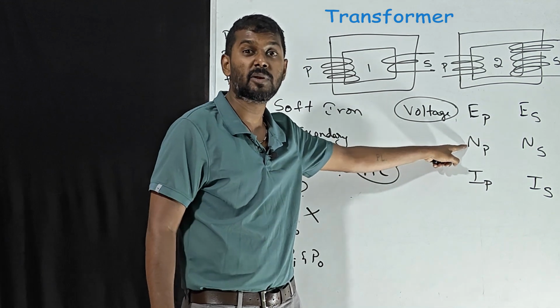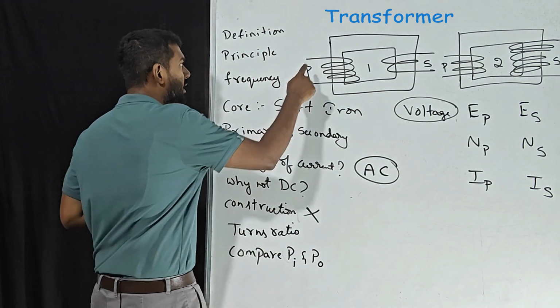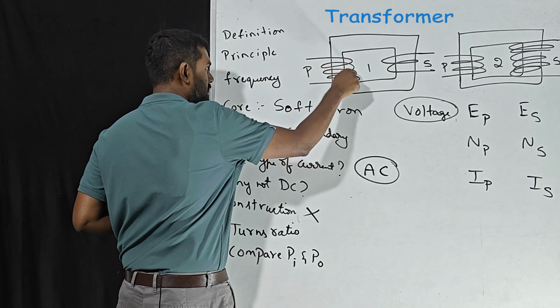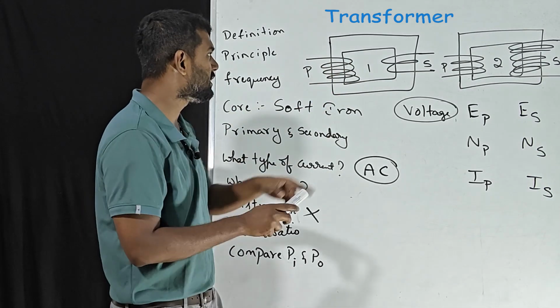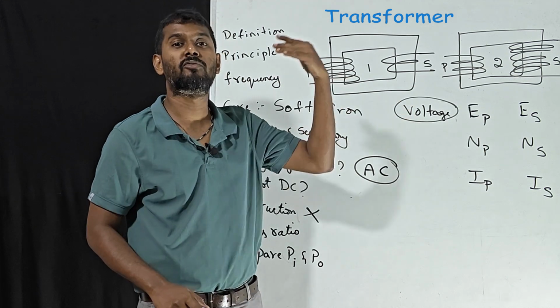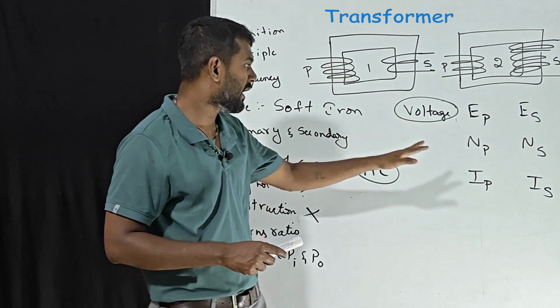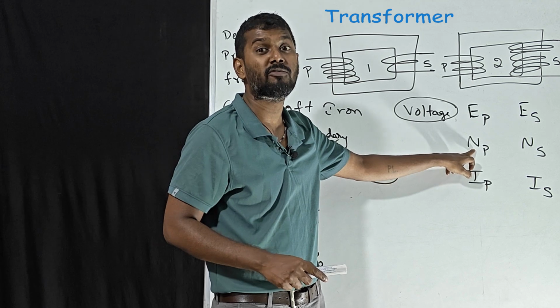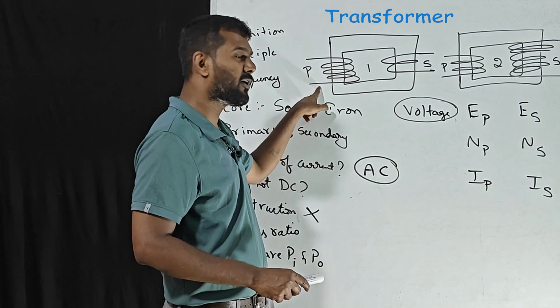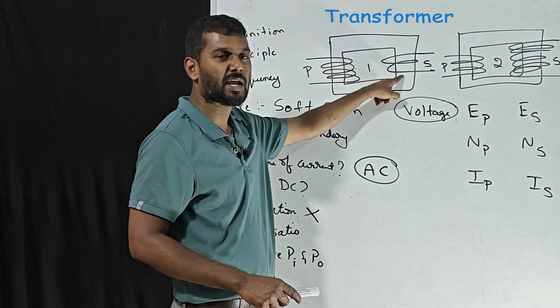Then N represents the number of turns. See here, this is one turn, two turns, three turns. Based on the number of turns on primary and secondary, we have two different types of transformers. Next, NP represents the number of turns at primary. Here in this case, the primary number of turns is more compared to the secondary, correct?